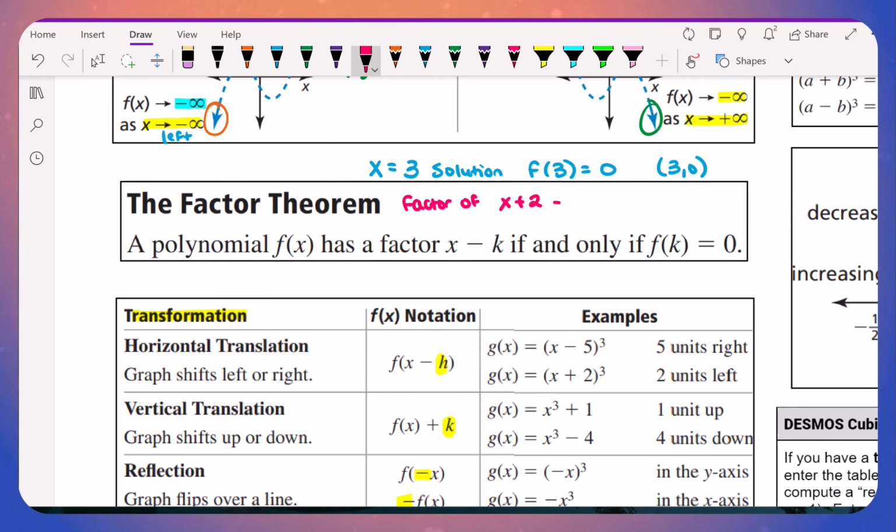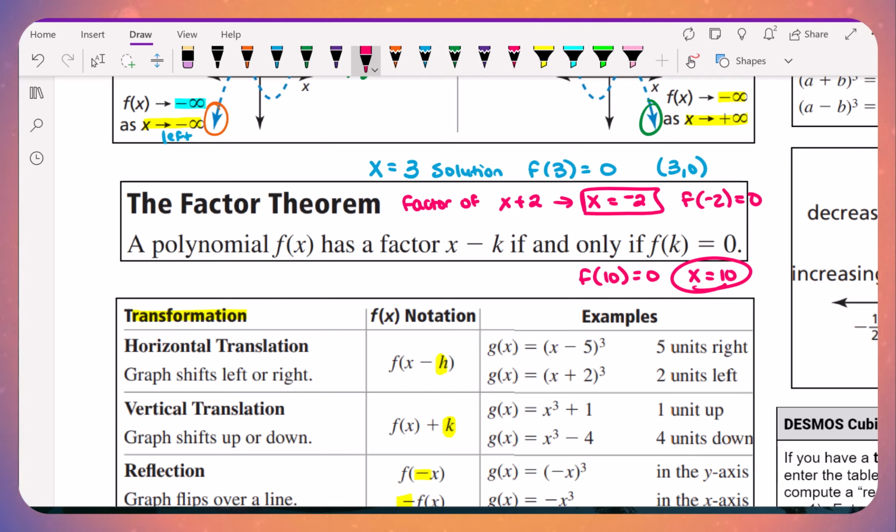What you have to do is realize that x is equal to -2 would be your solution. Therefore, if you plug in -2, you're going to get 0, okay? So if they go backwards, if they say f of 10 is equal to 0, then you can say that the solution is 10 and a factor is x minus 10. That is the factor theorem.